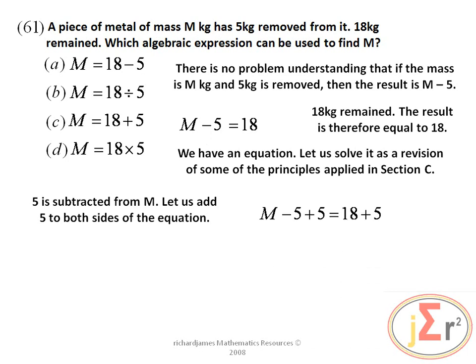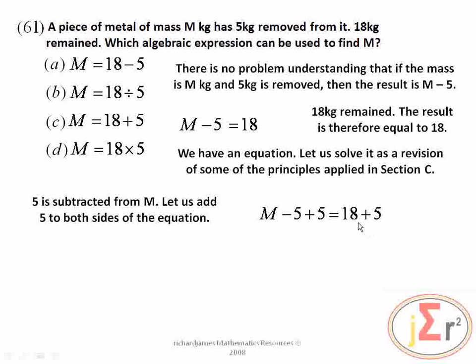By the time we have done that, what will happen? These 5s, what special names are given to these figures here? Negative 5 plus 5. They are additive inverses. And in an equation, they are going to eliminate each other. So m is going to be left as the only symbol on the left-hand side.